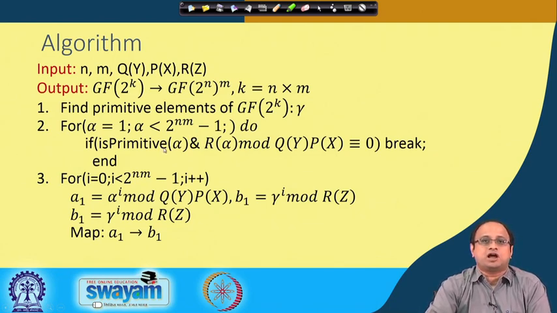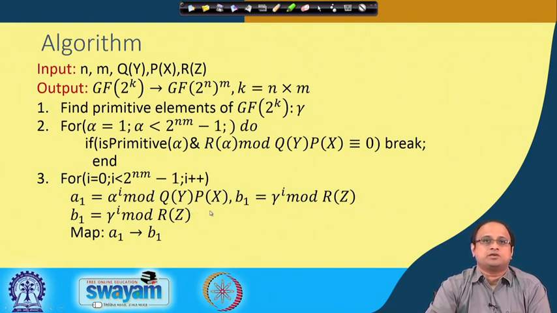Okay, I have to check whether alpha is a primitive element in my target group and whether it satisfies this equation, that is R(alpha) mod of Qy Px is congruent to 0. The moment I get such an element, I can break and I essentially have got my alpha, and therefore I can establish my mapping for all the 2 to the power of mn elements. Okay, therefore I can calculate alpha power of i, calculate gamma power of i. Note that when I am calculating alpha power of i, I have to always do modulo of Qy Px.